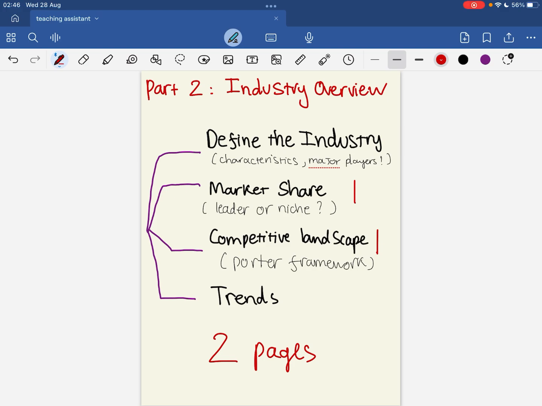And at the same time, you should also consider any kind of regulatory or political factors affecting the industry.